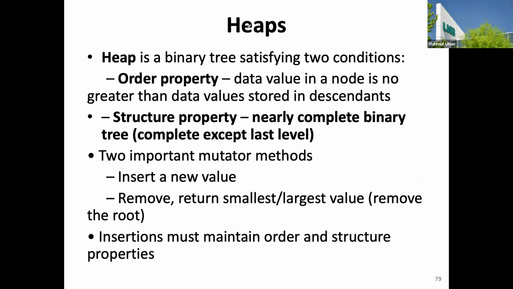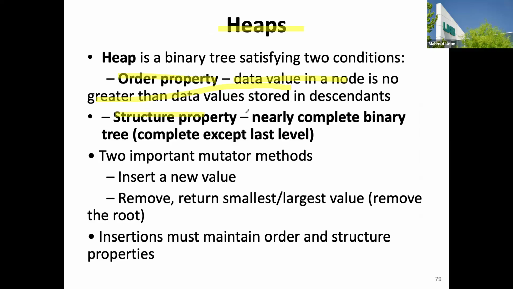I can ask, what is the heap, right? It has 2 properties. The first one is the order property, the parent-child relationship. If I'm talking about the max heap, every parent is bigger than its children. If I'm talking about the min heap, every parent is going to be smaller than its children. This is the order property.